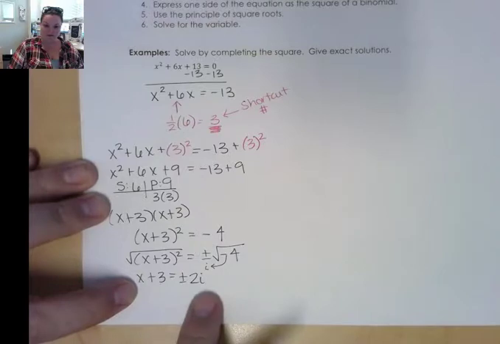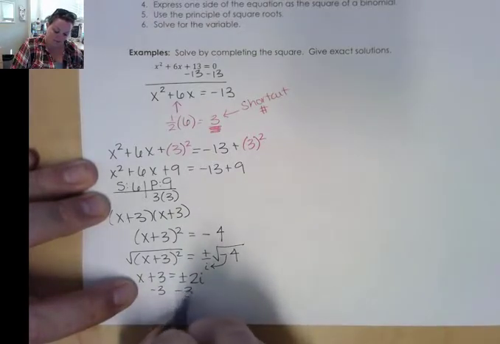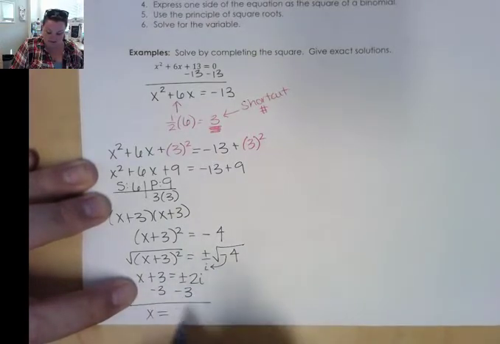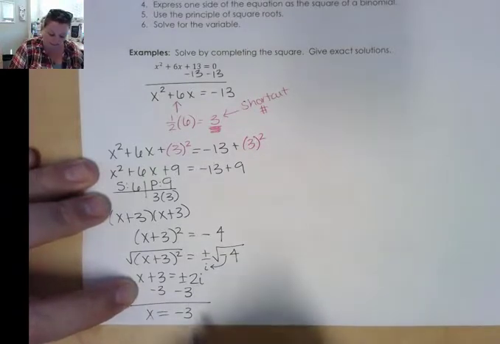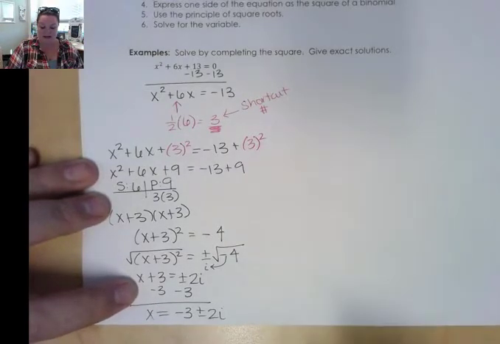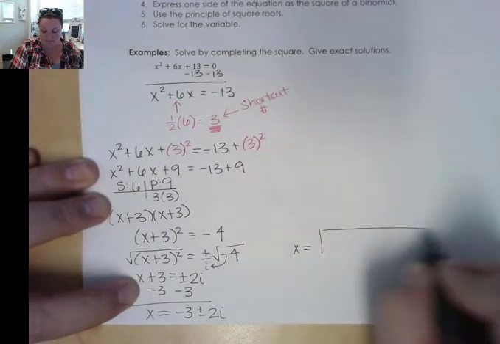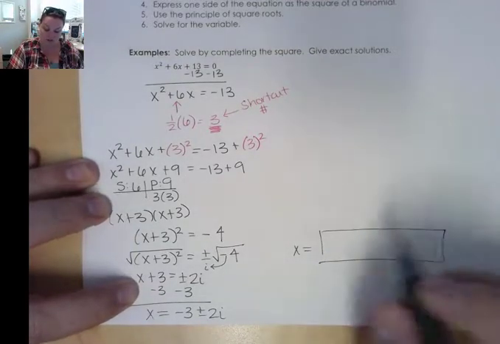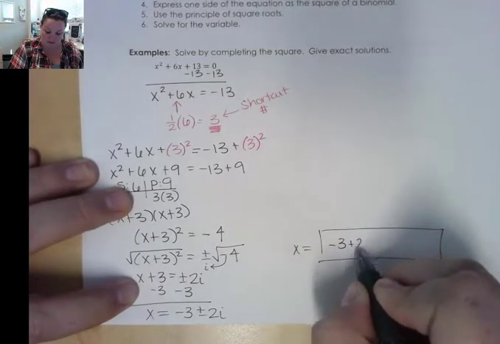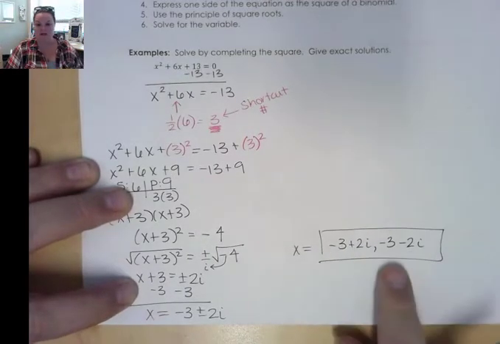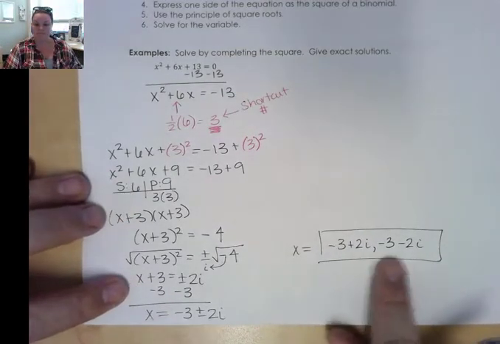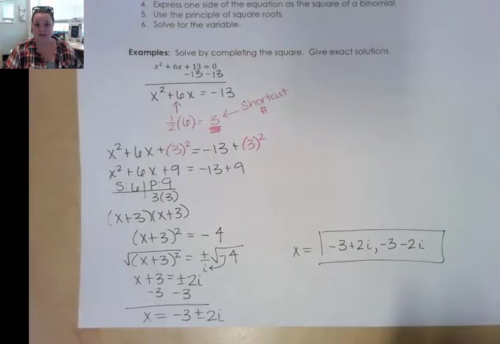And then I move my 3 to the other side by subtracting. Since I cannot simplify, right, I can't combine the negative 3 and the 2 because the 2 has an i on it, we're just going to leave it as negative 3 plus or minus 2i. And in my math lab, they'll just give you a big box to enter your answer. So you'll have to do negative 3 plus 2i, and then a comma, and then negative 3 minus 2i as your two solutions. Okay. All right. So this is completing the square.